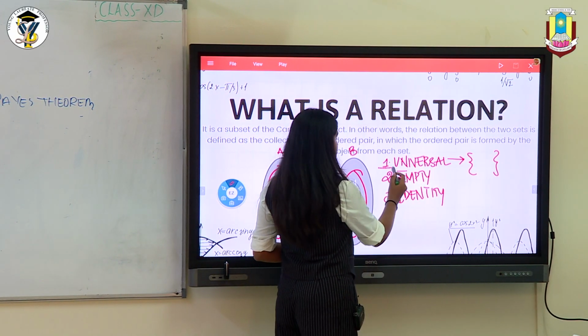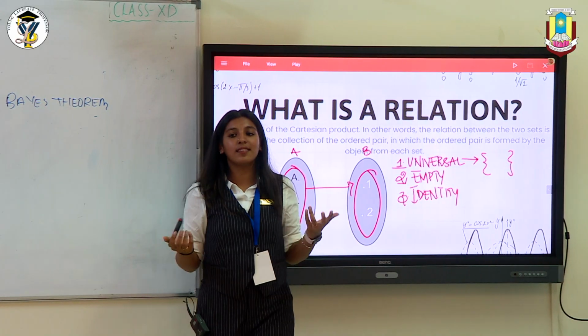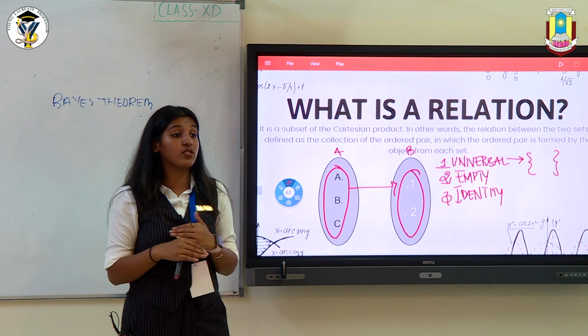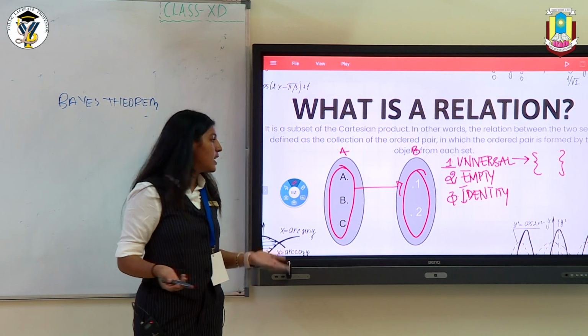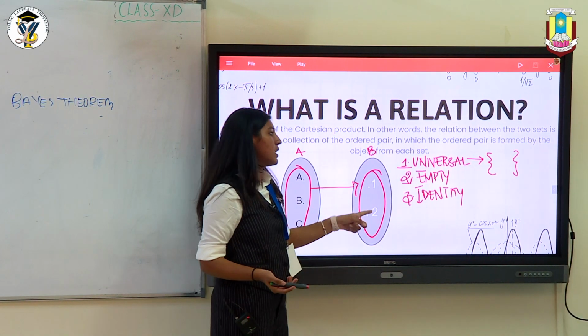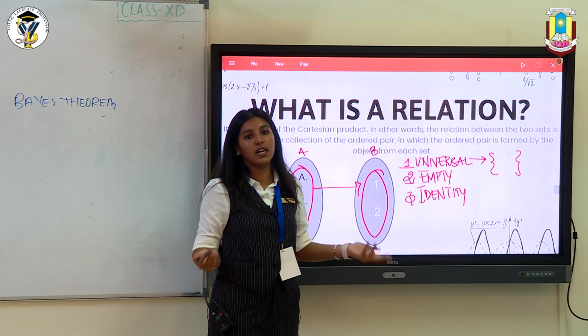Next is empty set. Empty set is null set. What is null set? It does not contain any elements. So what is an empty relation? A relation in which no elements of the Cartesian product is present. Basically a null relation.